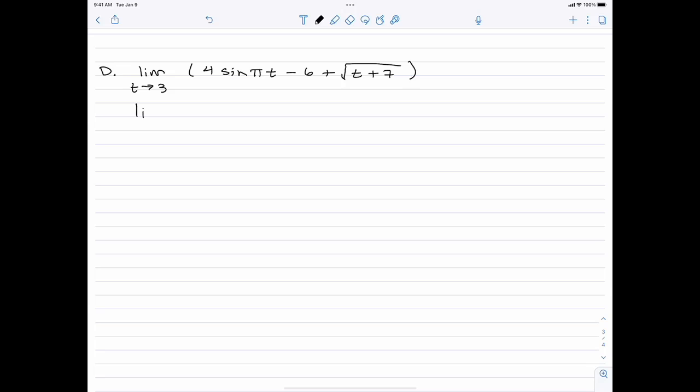So I'm going to take the limit as t approaches 3 of 4 times the sine pi t, and I'm going to subtract that from the limit as t approaches 3 of 6 plus the limit as t approaches 3 of the square root. Okay.